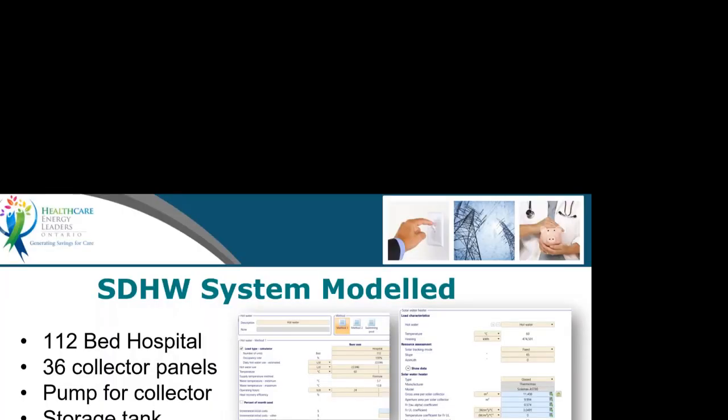In that system, it eliminated about 40% of the carbon. So that 48 tons represented about 40% of the carbon that was presently used by the system to provide that hot water.